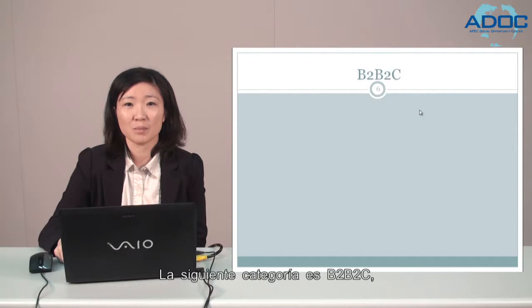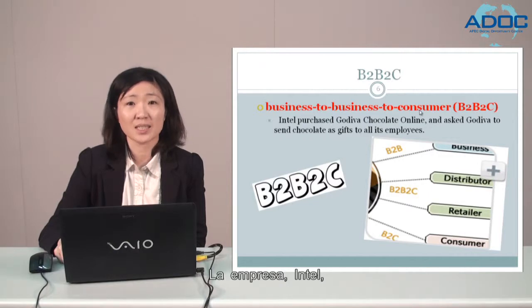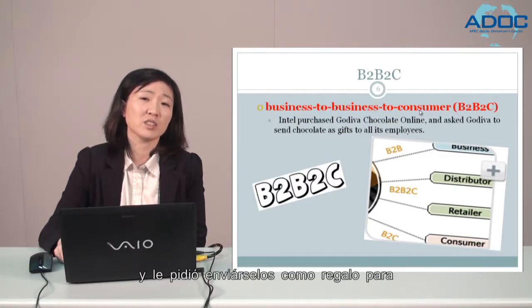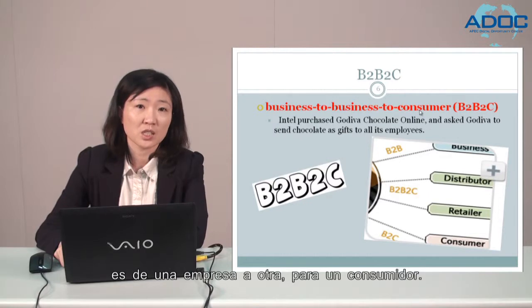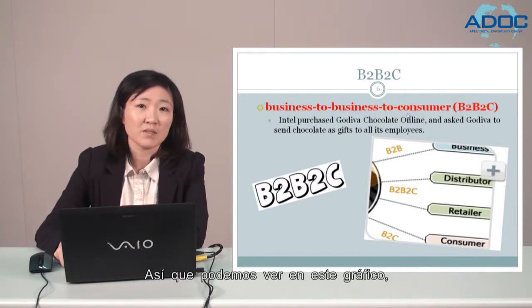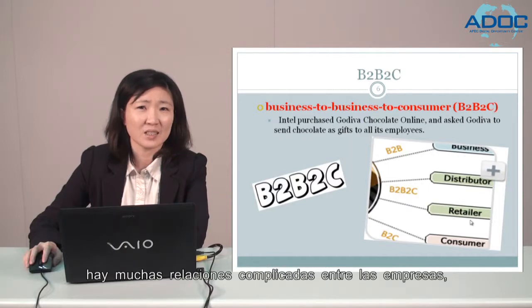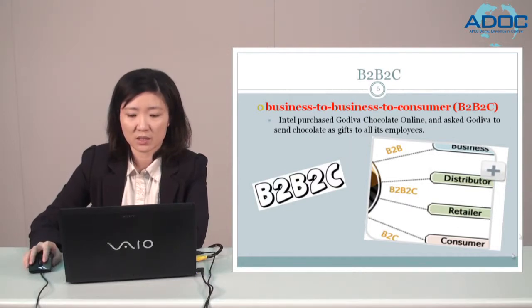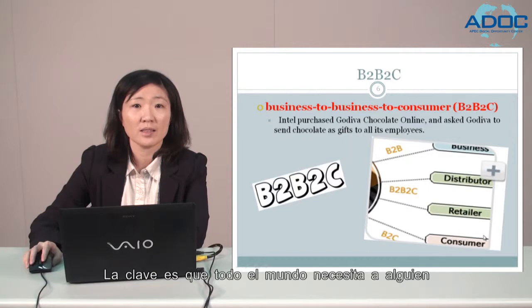The next one is B2B2C, business to business to consumer. Let me give you an example. A company, Intel, purchased Godiva chocolate online and asked Godiva to send chocolate as gifts to all its employees. We can see the flow is business to business to consumer. So we can see from this graph that B2B2C exists because of many complicated relationships among businesses, distributors, retailers, and consumers. The key is that everyone needs somebody.